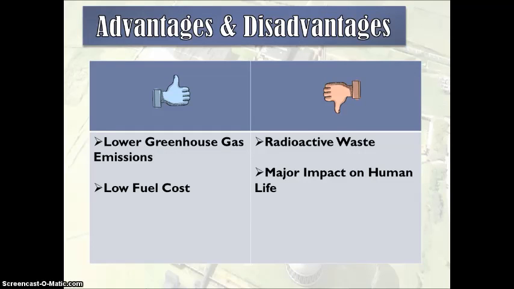Advantages of using nuclear power. First, it has the lowest impact on the environment since it does not release any gases like carbon dioxide. It also requires a small amount of uranium to produce energy.